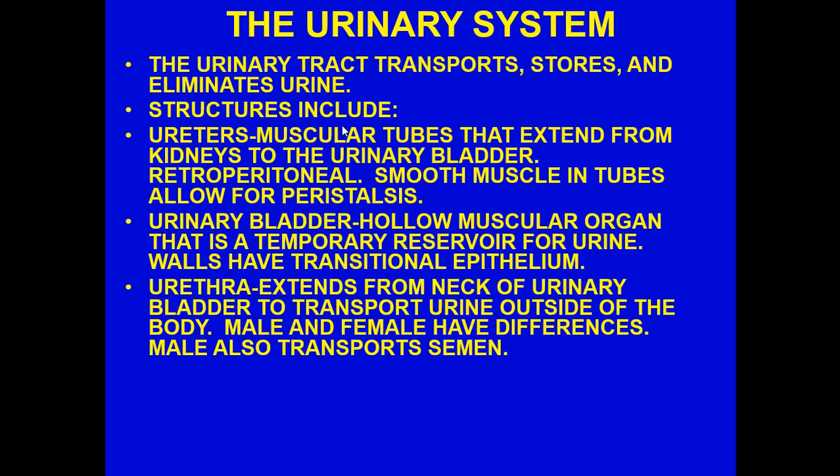Okay, now let's talk about the urinary tract as we start moving toward the conclusion of this chapter. The urinary tract is basically involved with the transport, storage, and elimination of urine. So the structures include the ureters, which are muscular tubes that extend from the kidneys to the urinary bladder. These are also retroperitoneal, but you need to be mindful of the fact that they have smooth muscles in their tubes that basically will propel the liquid along via peristalsis.